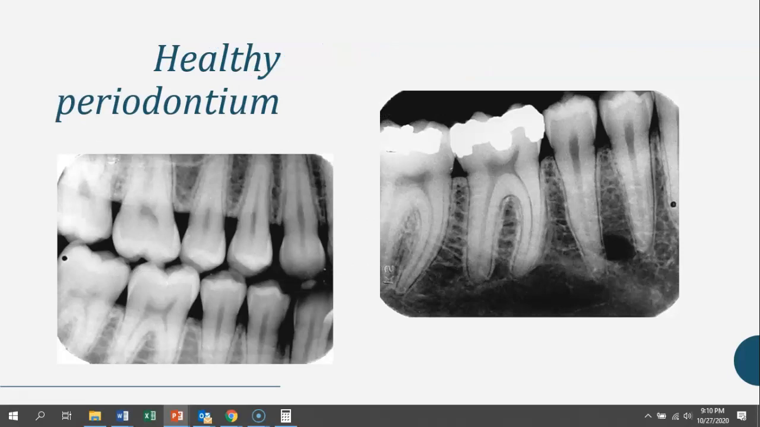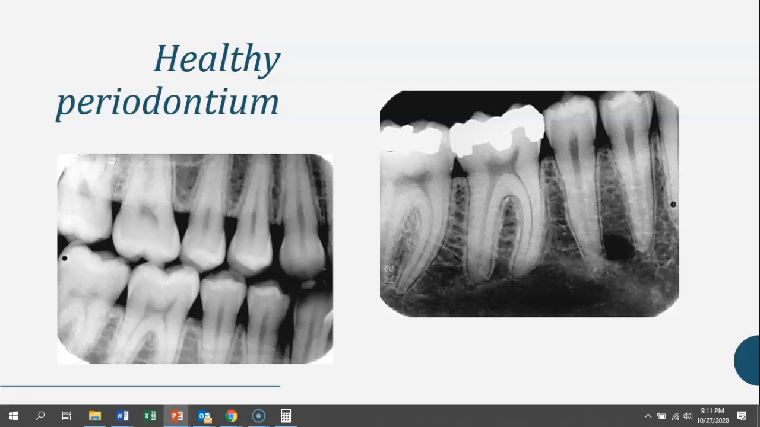So here's some images of a healthy periodontium, although I have to say this looks a little bit more than 2 millimeters to me. But sometimes people have healthy periodontiums but might have a little bone loss because they had braces or some other factor affected their periodontium, not necessarily periodontal disease specifically. So who knows, maybe something like that.